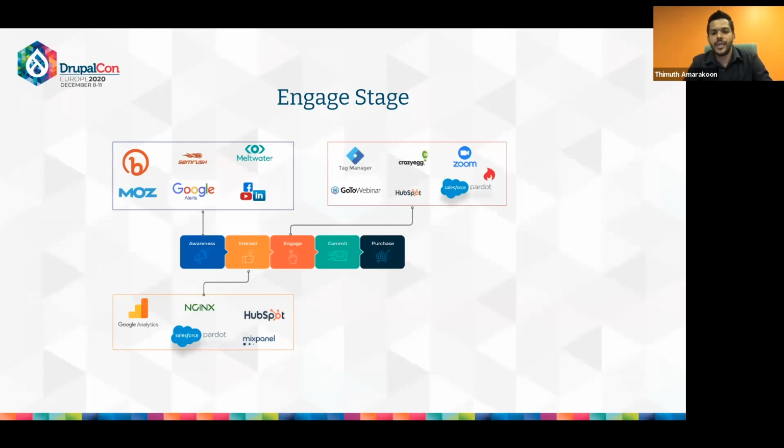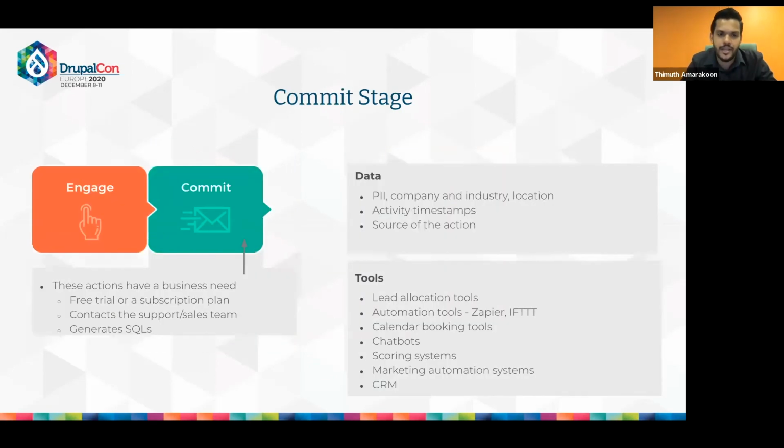So you got your engage stage also covered, and the commit stage. This is similar to the engage stage also. The data is similar to what we collect earlier, but these users have a business need. They come with a business need, so they might need to talk to your support team or the sales team, or they will sign up for a free trial and test your offerings. And in this stage, we generate sales qualified leads.